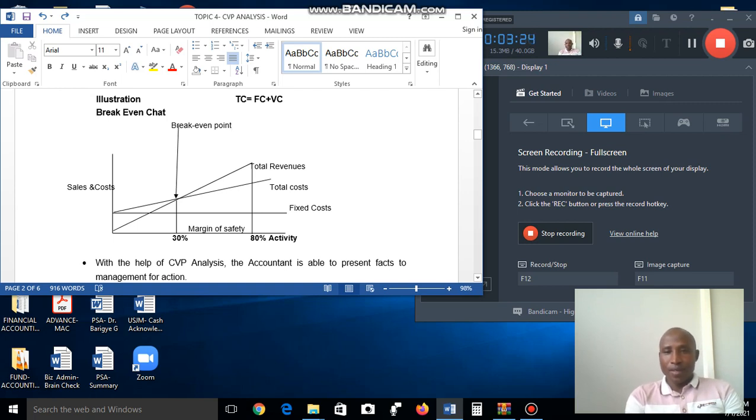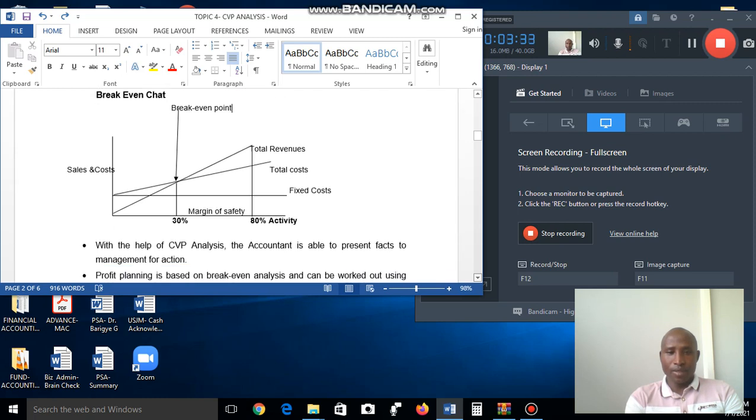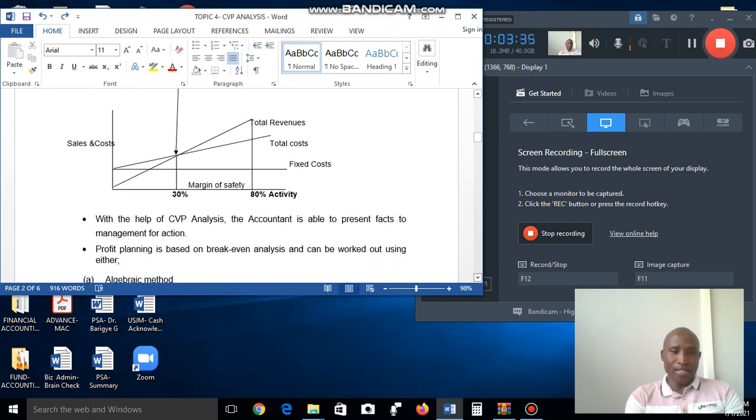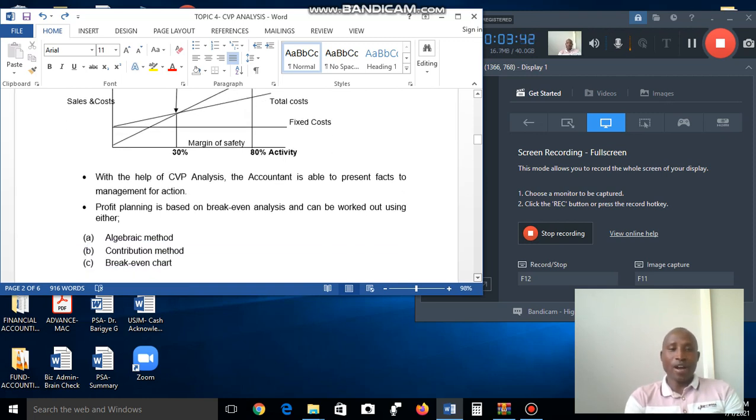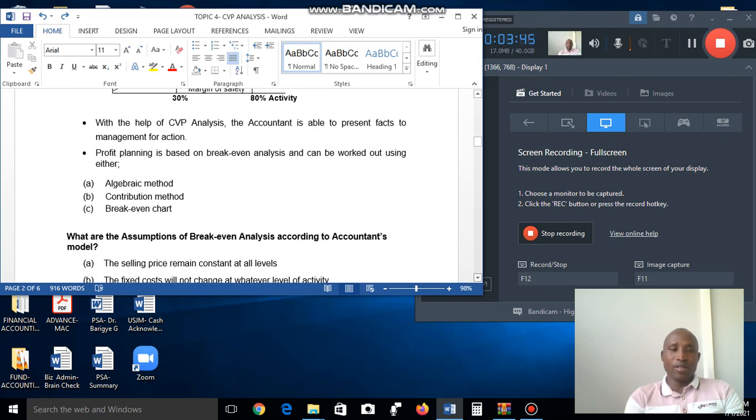Then here, with the help of CVP analysis, the accountant is able to present facts to the management for action. Okay. Then the profit planning is based on break-even analysis, and can be worked out using either. Here we have methods we use in computing the break-even. When we are using this technique, we have some methods. One is algebraic, 2 contribution method, then the third one is the break-even chart.